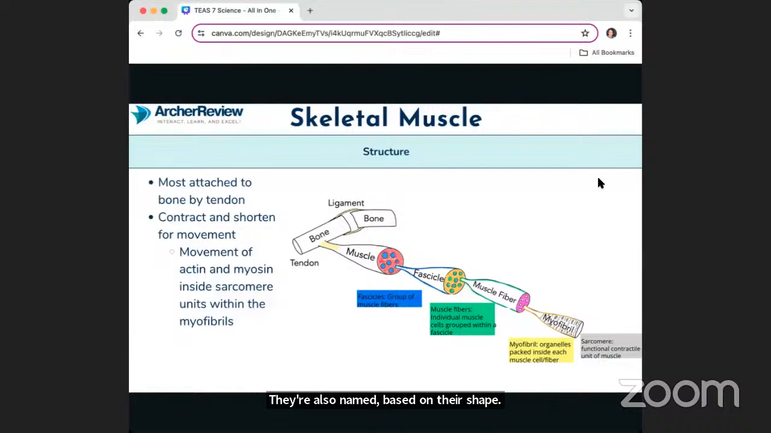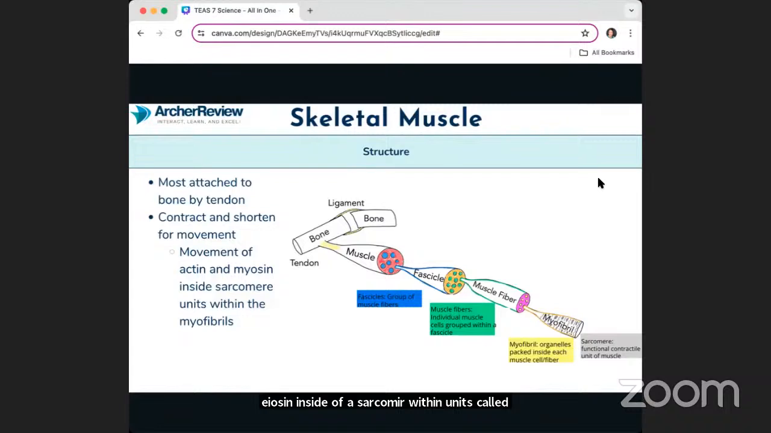Most muscles are attached to bone, and when muscles are attached to bone, they are attached by a tendon. And muscles will contract and shorten in order to create that movement. And the movement is generated by these two small structures called actin and myosin inside of a sarcomere within units called myofibrils. That's a whole lot of terms I just threw at you.